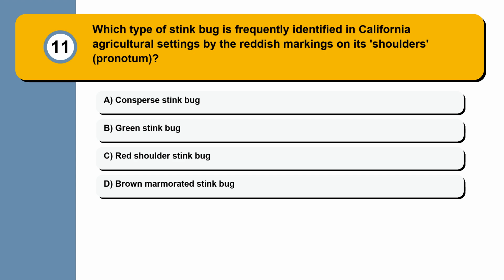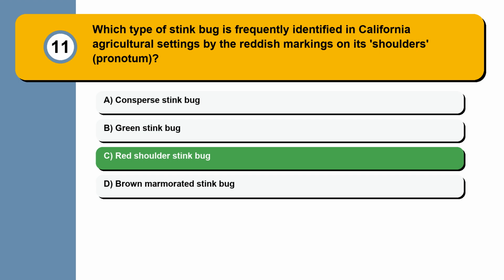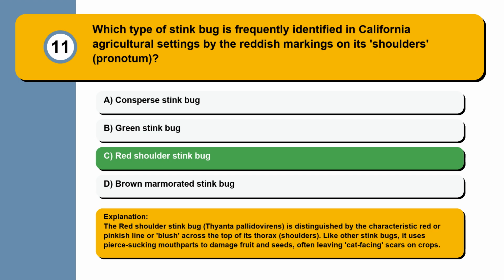Question 11. Which type of stink bug is frequently identified in California agricultural settings by the reddish markings on its shoulders, the pronotum? Consperse stink bug, green stink bug, red shoulder stink bug, brown marmorated stink bug. The red shoulder stink bug, Thyanta pallidovirens, is distinguished by the characteristic red or pinkish line or blush across the top of its thorax, the shoulders. Like other stink bugs, it uses pierce-sucking mouthparts to damage fruit and seeds, often leaving cat-facing scars on crops.